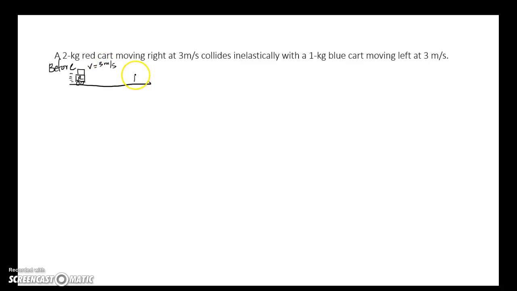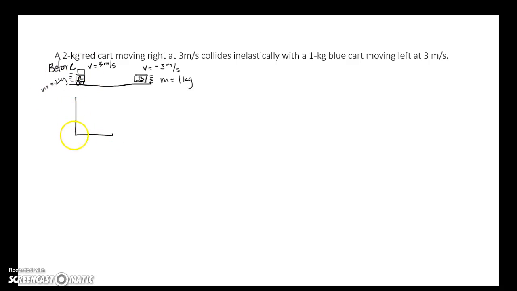All right, the next one we have is the blue cart. For the blue cart, it is 1 kilogram, so we don't add anything on top, and it says it's moving to the left at 3 meters per second. Now keep in mind, the right is positive direction, left is negative direction. We have a negative 3 meters per second. All right, so just a note for ourselves, the mass is 2 kilograms for the red one. The mass for this one is 1 kilogram. This is the before.